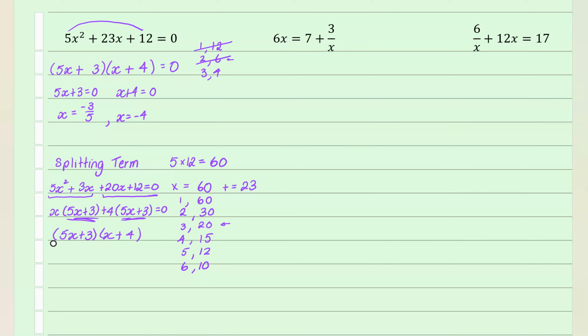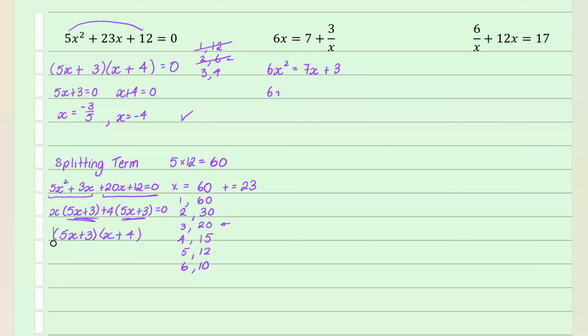So if you can look and factorize quickly, this is going to be the quicker option, if you know your times tables and you're expanding well. If not, then we go for splitting the terms. Okay, we've got another one of these. We're going to get rid of the divide by x by multiplying by x. So we've got 6x squared equals 7x plus 3.